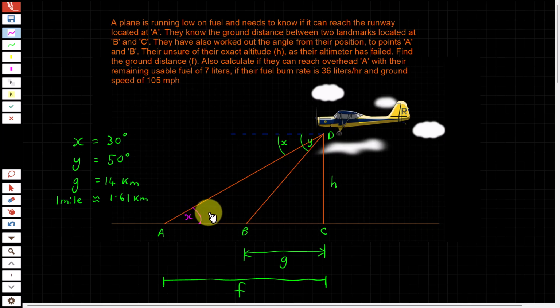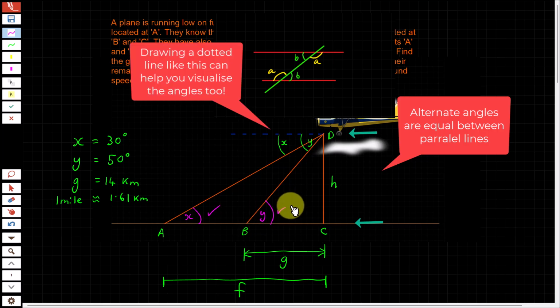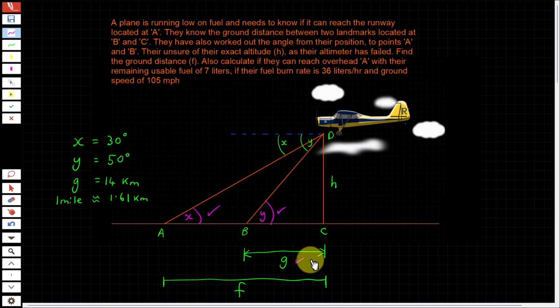From trigonometry, we know that this angle here is X and this angle here is Y. Those two angles are given to us, 30 and 50 degrees. We also know G is 14 kilometres. Our task here is to calculate if the plane can reach here with the available fuel that it has.